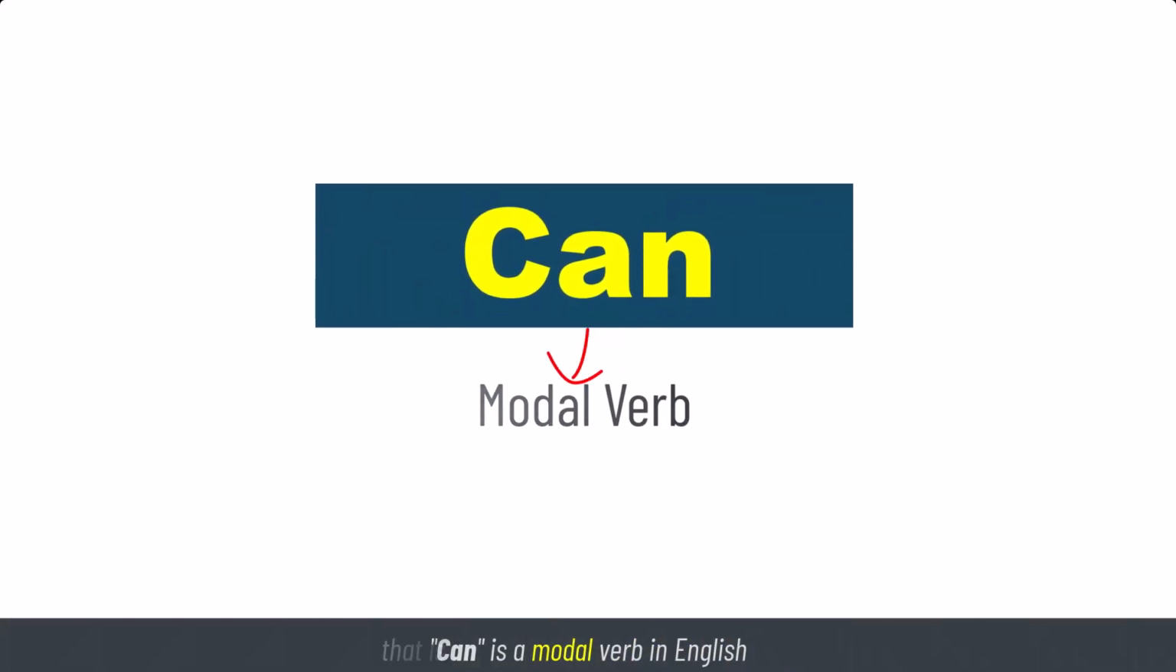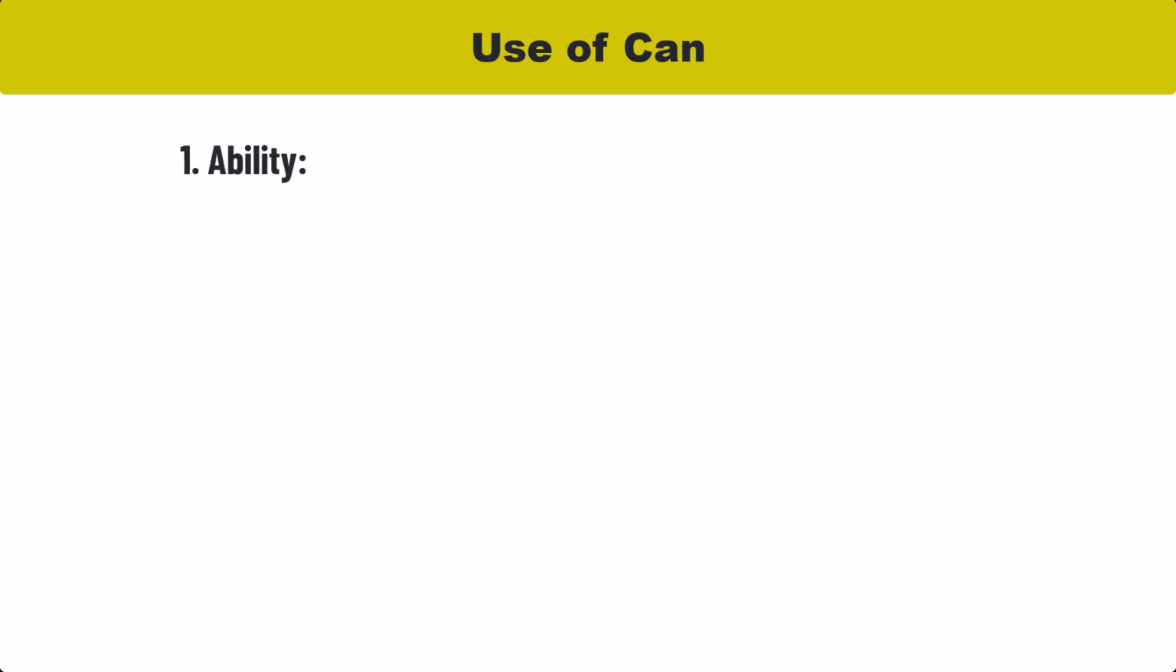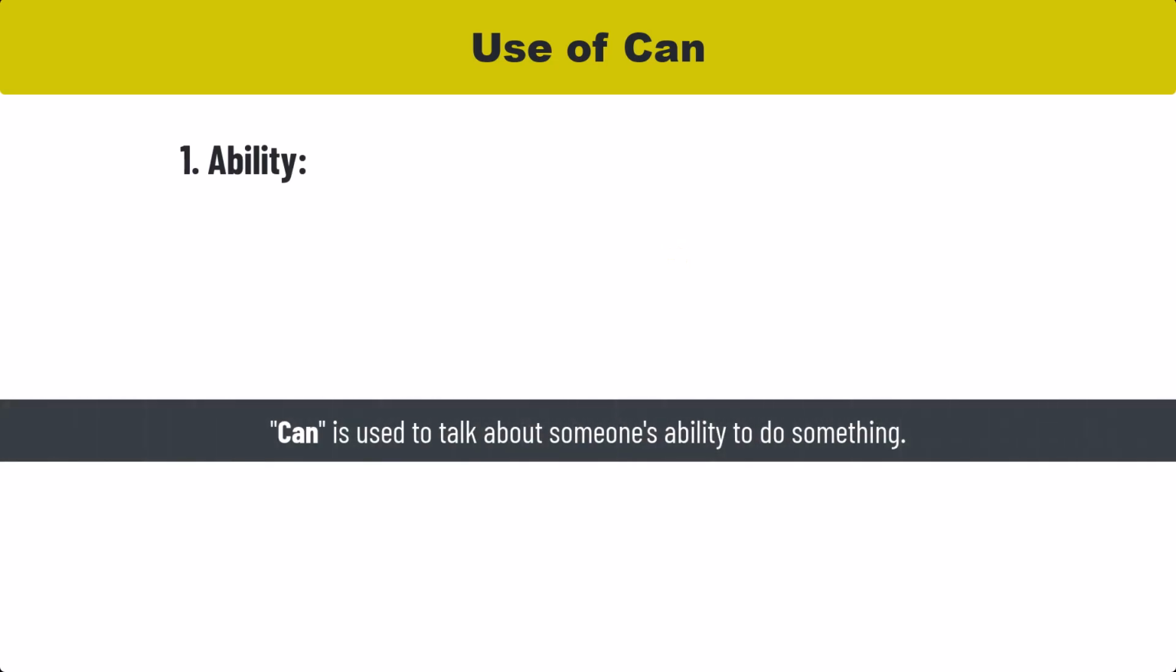Use of can. Can is a modal verb in English that is used to express various meanings related to ability, permission, request, and possibilities. Here are the primary ways can is used in English. Ability. Can is used to talk about someone's ability to do something.